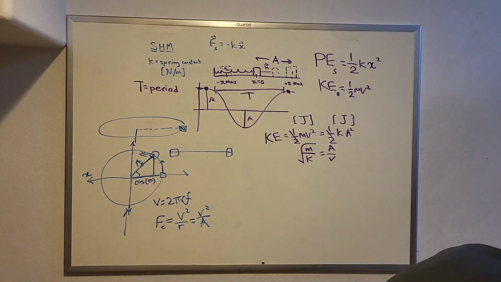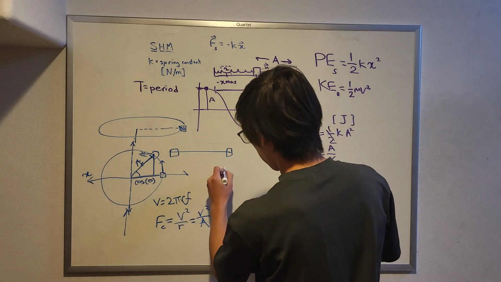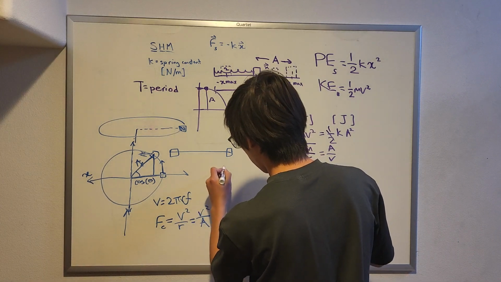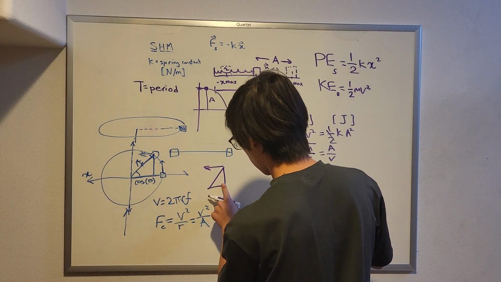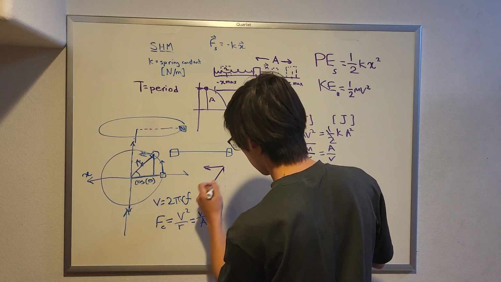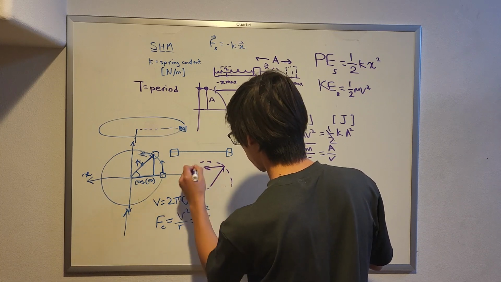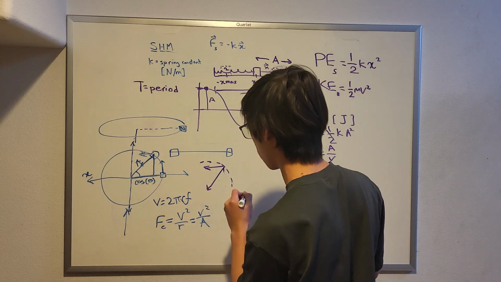Just use some trigonometry here. So I'm going to switch the marker here. If this is what it looks like here, and we need to find this and this. So if we're traveling in a circular path, right? And this is our centripetal force.